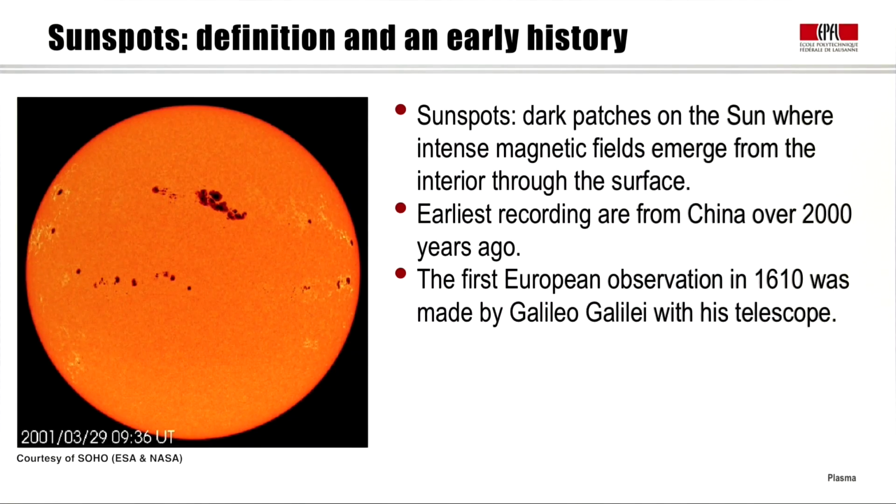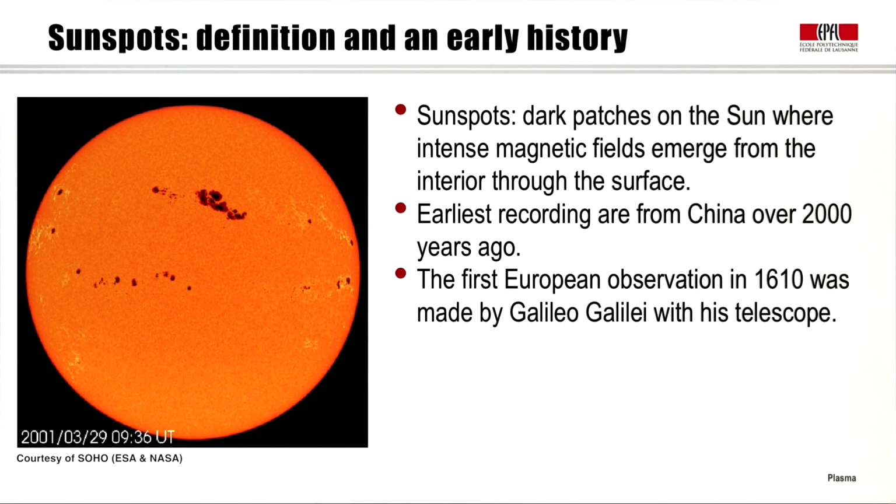The most striking manifestation of the solar activity are sunspots. They are dark patches on the Sun where intense magnetic fields emerge from the interior through the surface. The earliest recording of sunspots are from China over 2000 years ago. The first European observation was made by Galileo Galilei with his famous telescope in 1610.